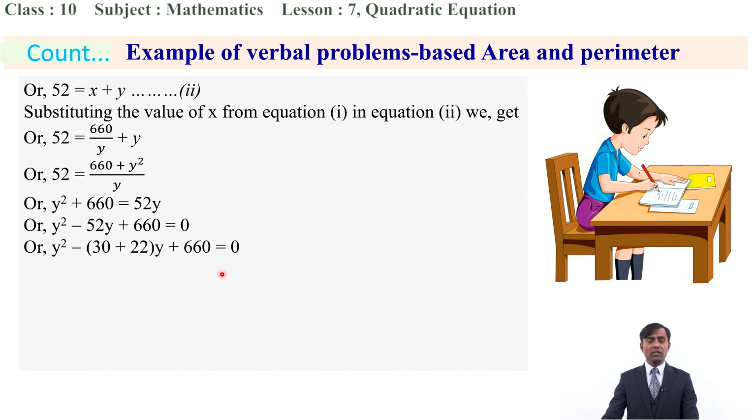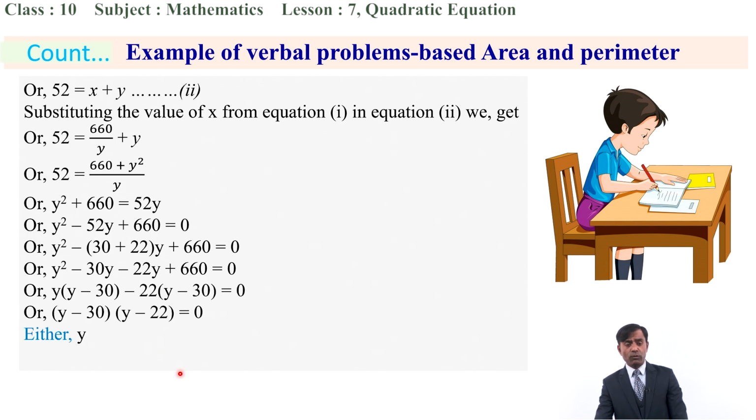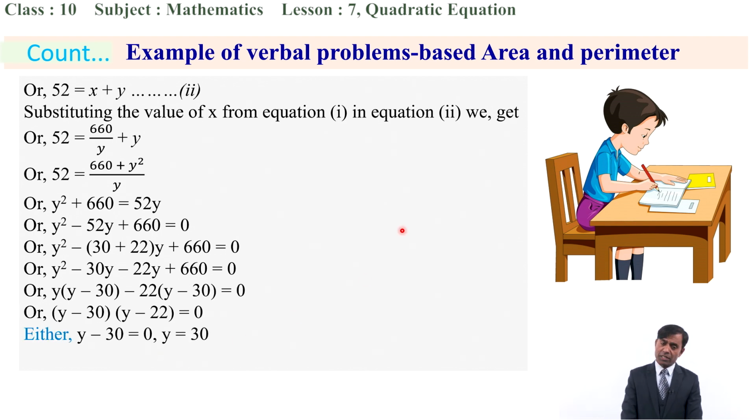The product of two numbers is 660 and their sum should be 52. These two numbers are 30 and 22. Let's simplify and find the value of y. The values of y are one is 30 and the other is 22. So what does y represent? y represents the breadth of the land, right? So let's substitute the values.